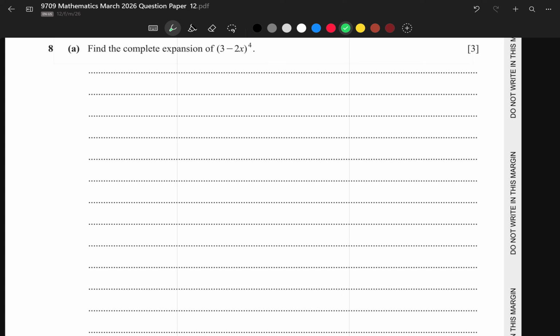Find the complete expansion of (3 - 2x)^4. So we can just write it as (3 - 2x)^2 multiplied by (3 - 2x)^2. We'll solve just one of these, which is equal to 9 + 4x^2 - 12x, multiplied by the same thing, 9 + 4x^2 - 12x.